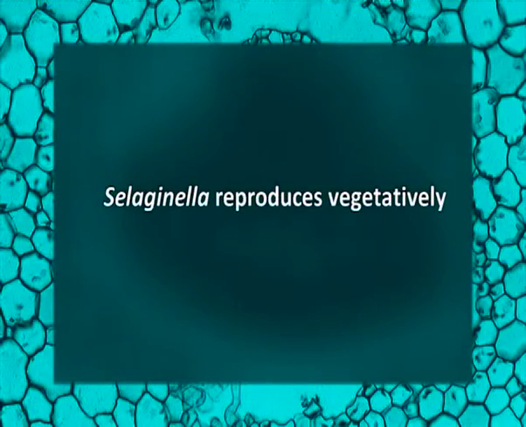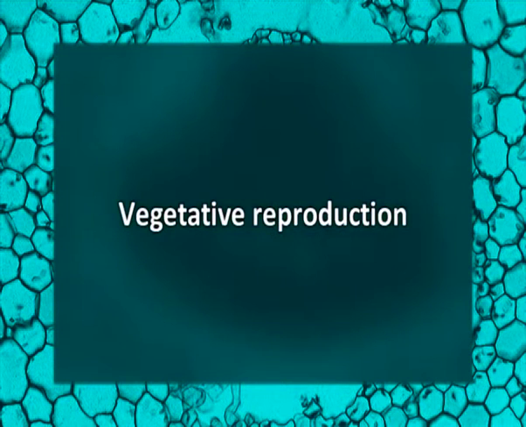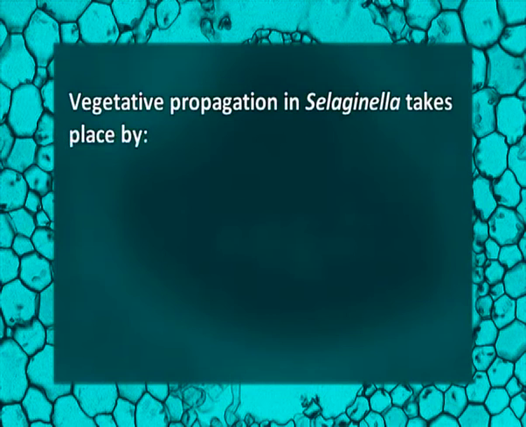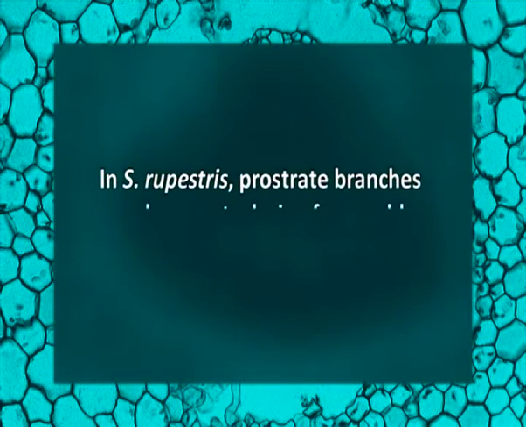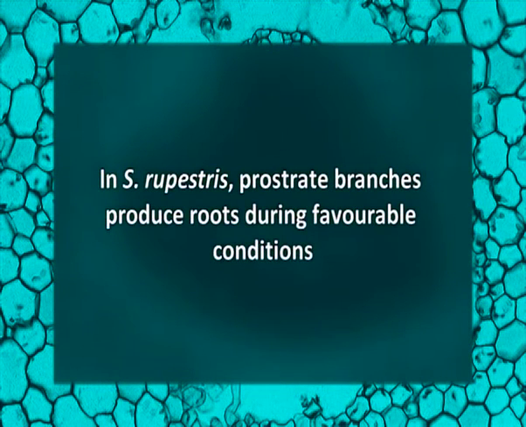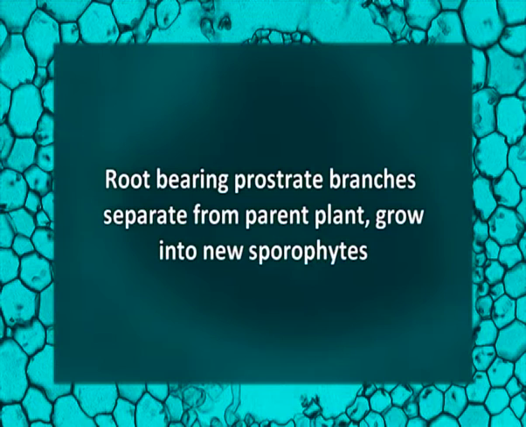Selaginella reproduces vegetatively and by spores. Now, vegetative reproduction. Vegetative reproduction in Selaginella takes place by tubers, bulbils, dormant buds, and by fragmentation. In Selaginella rupestris, prostrate branches produce roots during favorable conditions. These root-bearing prostrate branches separate from the parent plant and grow into new sporophytes.